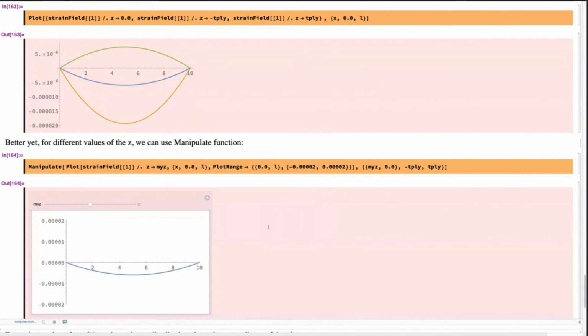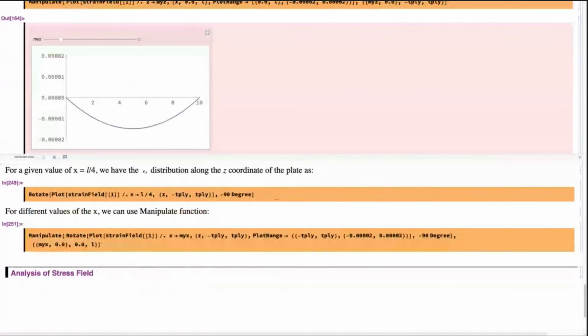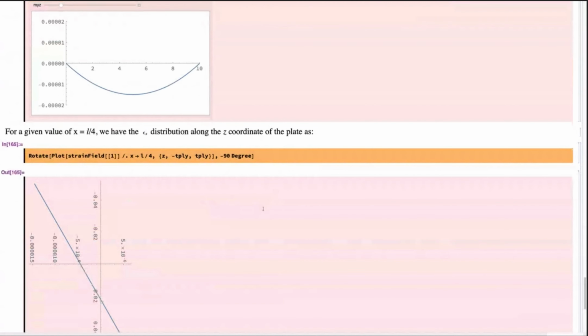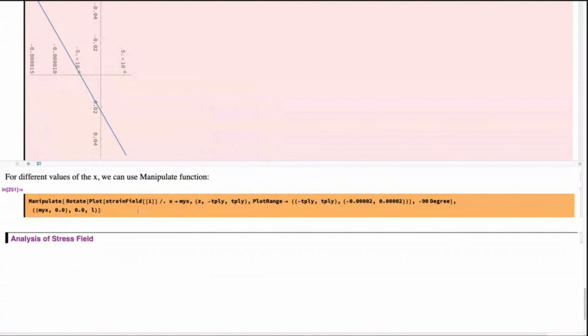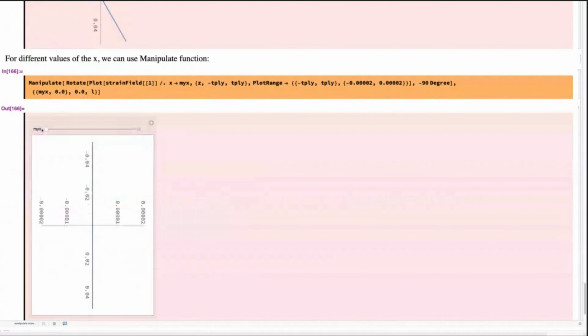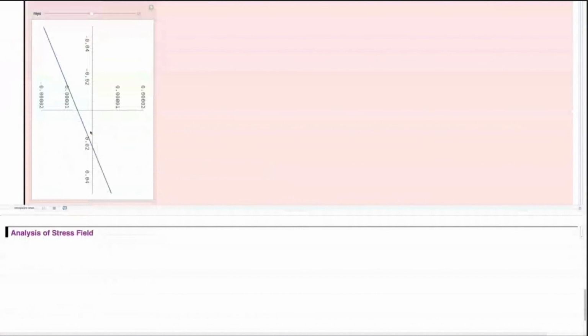This is the Z location. And this shows the strain in the X direction as a function of through the thickness location. I can also rotate and do this as a function of Z. And you'll see that this is very similar to the displacement, except the strain is going to be 0 at the left end, 0 at the right end, and maximum at 0.5.